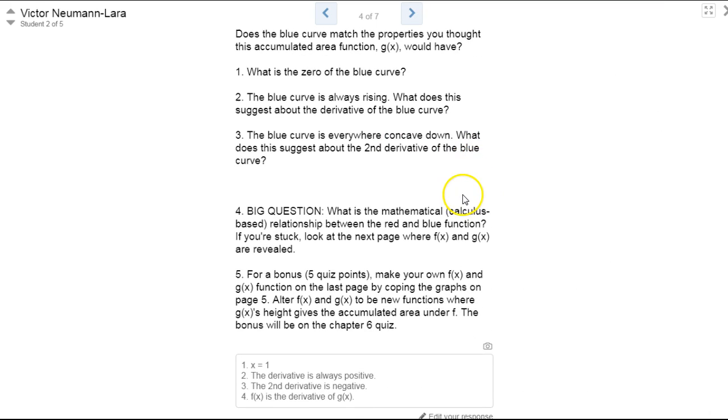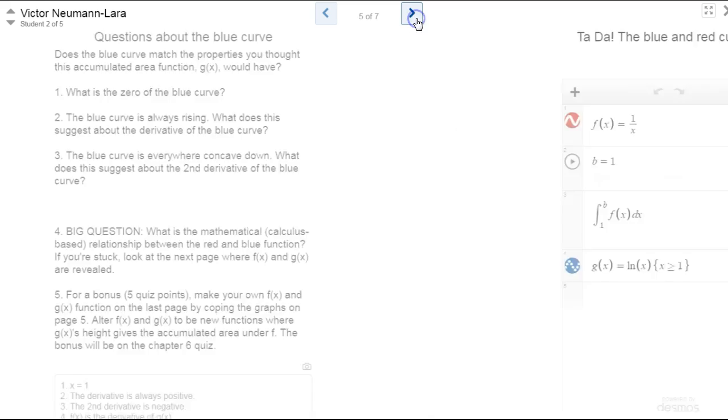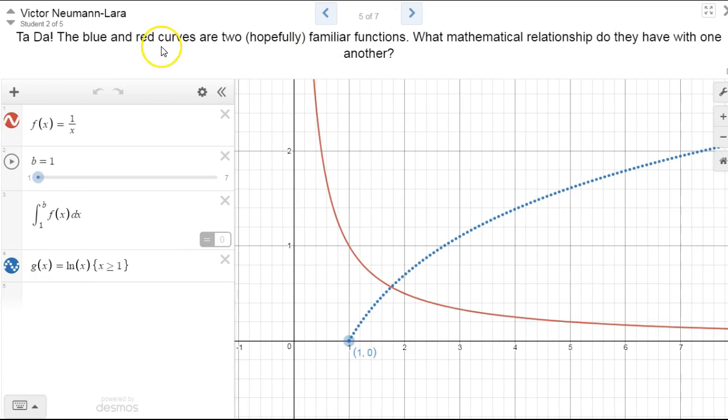All right, so those answers were here as well on the questions about the first and second derivative. We can see those with the responses. Most of you guys got those right as well. All right, and then finally I reveal what these functions are so we can see the mathematical relationship between them.